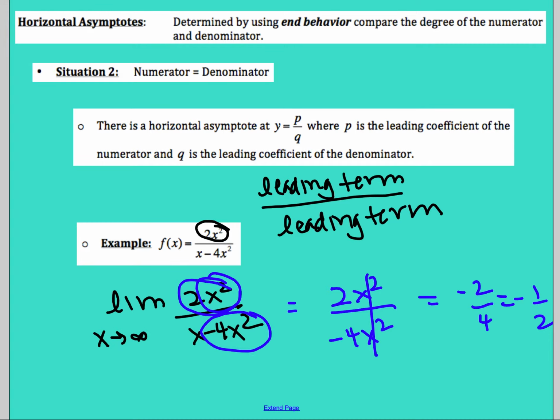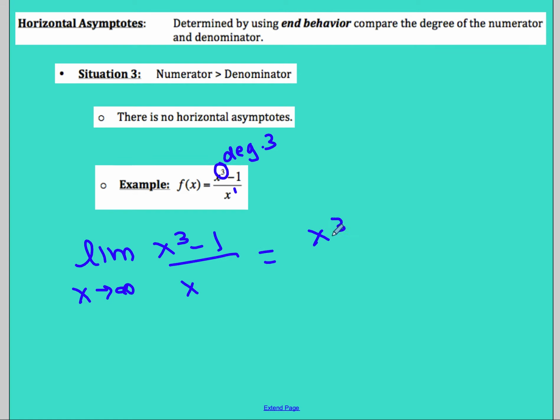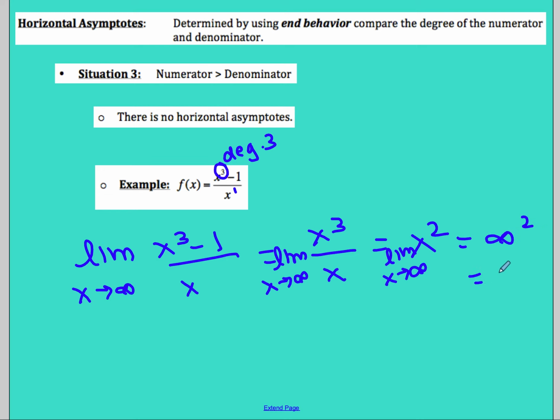It's also our limit. Then our third situation is the numerator degree is bigger than the denominator degree. So our degree in the top is 3 here, and the degree in the bottom is 1. If this is the case, we have our limit as x approaches infinity. We always start out by taking our leading term over leading term. So I'd have x cubed over x, which reduces to x squared. If I think about plugging in infinity for my x squared, I should technically write my limit here. I would have infinity squared.